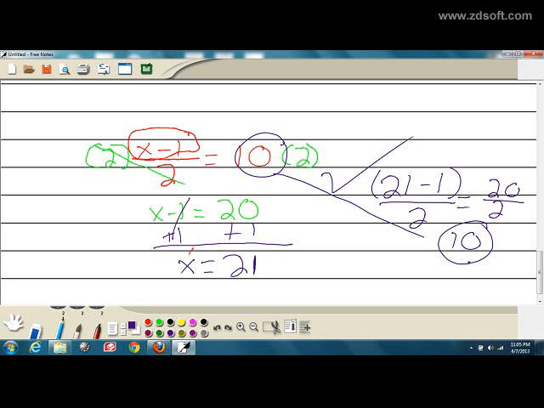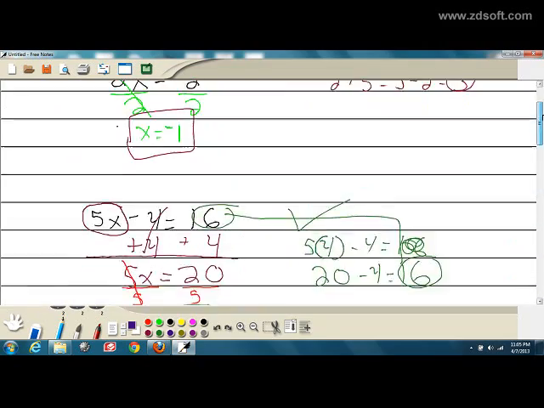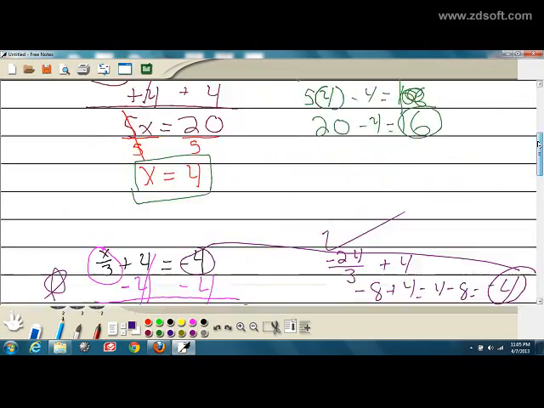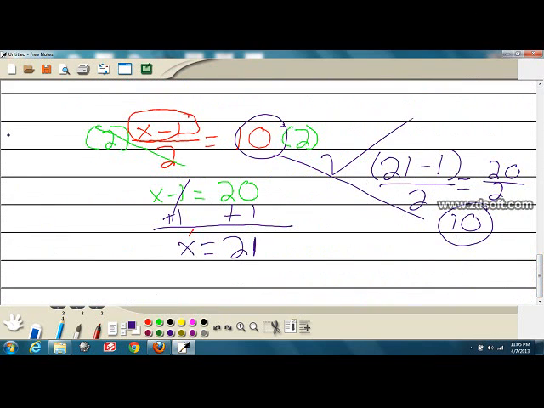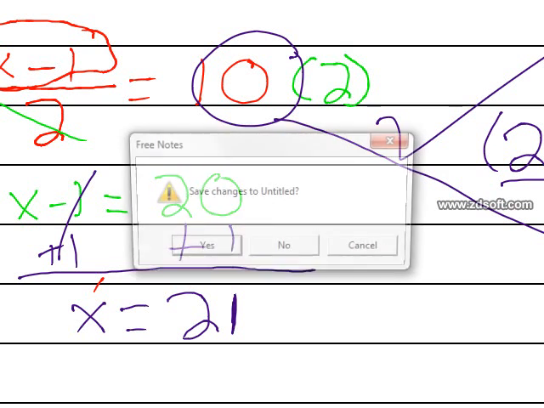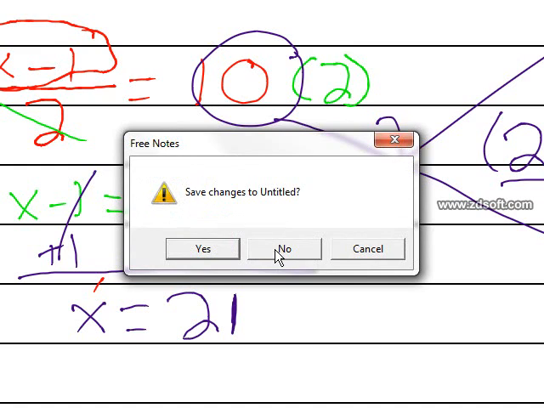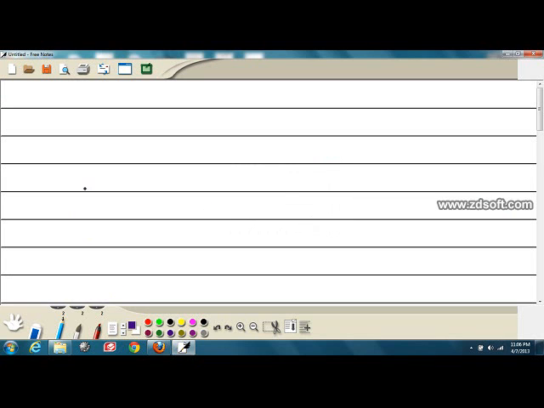And that's it. So that was two-step equations, and I ran out of room. Go to a new page so you can do the assignments. Alright, so go ahead and do these few questions.